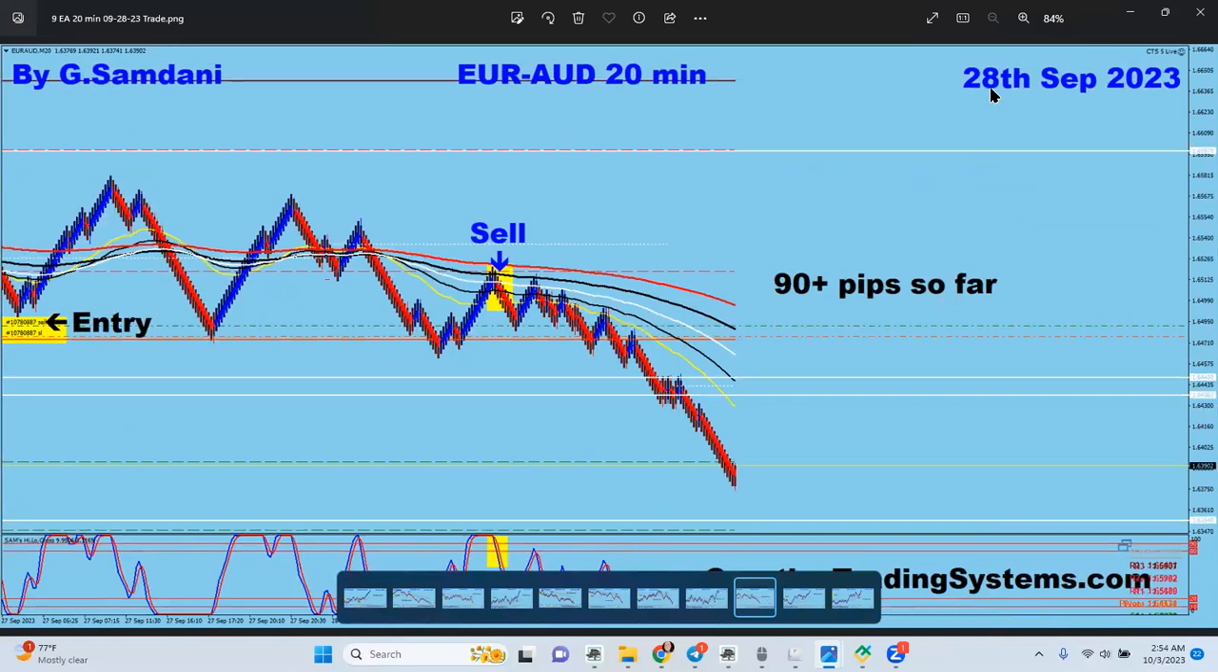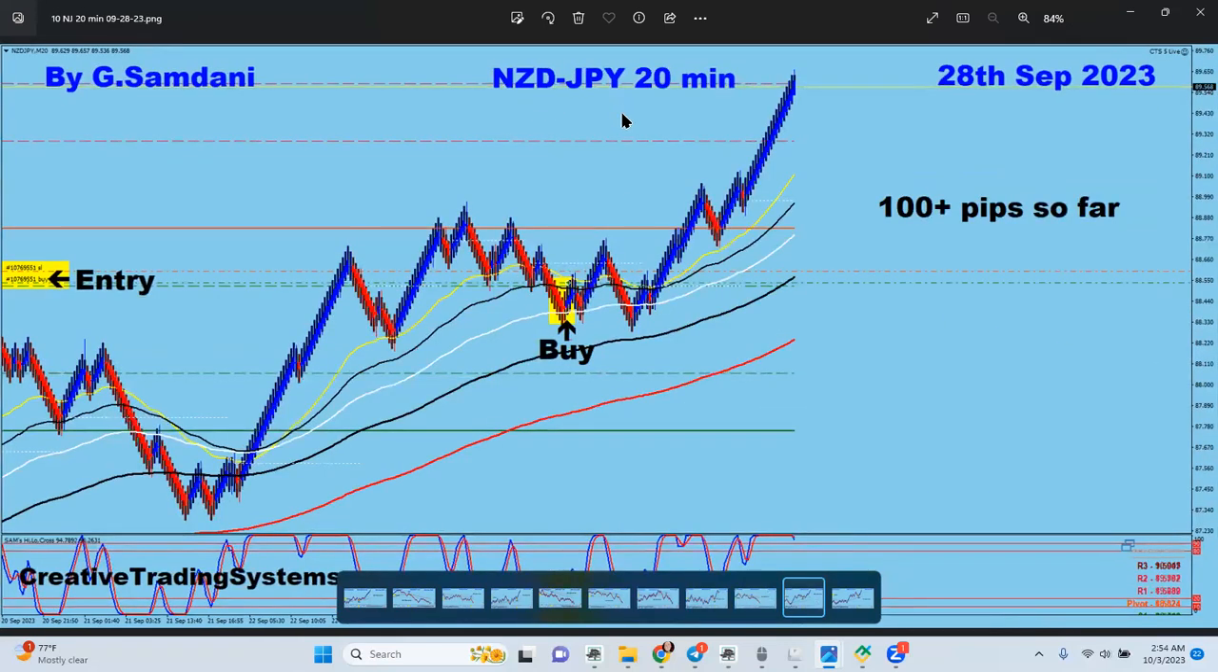And this one is on the 28, EUR-AUD, beautiful short setup here, 90 pip to the downside. And then New Zealand to the upside for 100 pip, long entry.